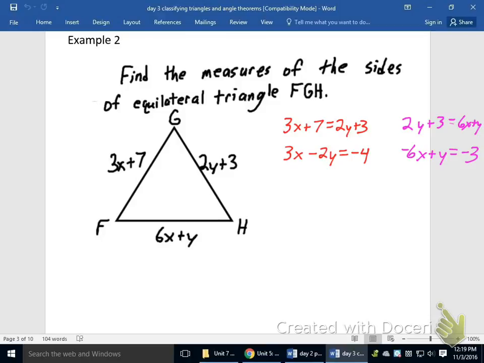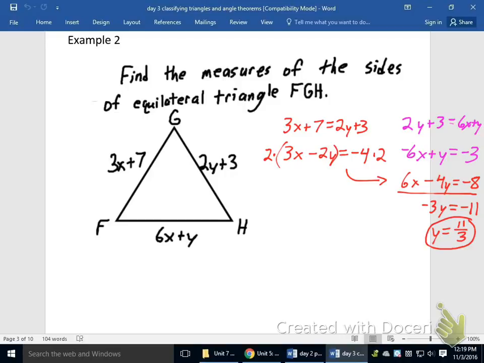Personally, what I'll do is it's easy to eliminate the x's or the y's here. I'm actually going to eliminate the x's by doubling this one and adding it to the purple one. So now I have positive 6x. See, the x's will cancel now. Minus 4y equals negative 8. And now when I add those together, I get negative 3y equals negative 11. So y equals 11 thirds.